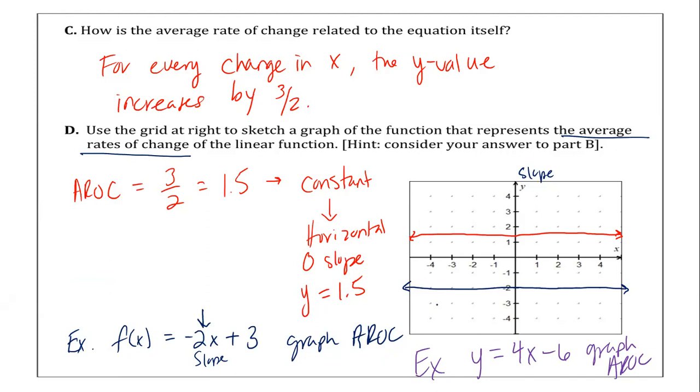Again, it's linear, so I know it's going to be a constant. Constant means it's going to be horizontal with 0 slope at y equals your slope. And what is our slope here? 4. So this is where the average rate of change would be. When you're graphing the average rate of change, you're focusing on the slope. You're not graphing y equals 4x minus 6. You're graphing the average rate of change of that.